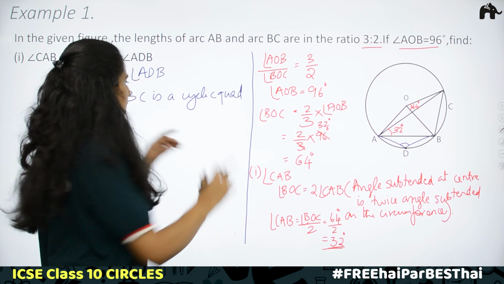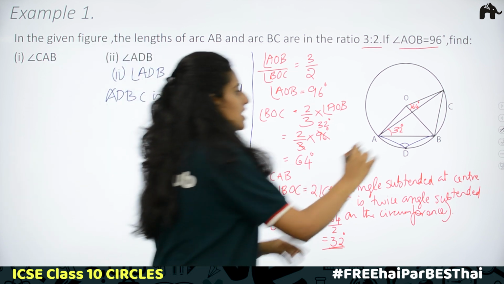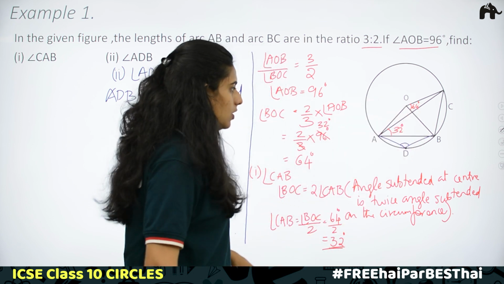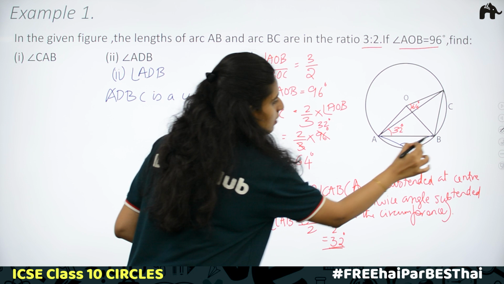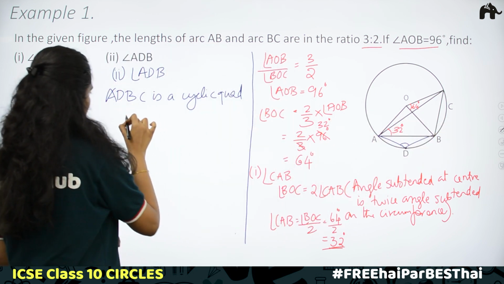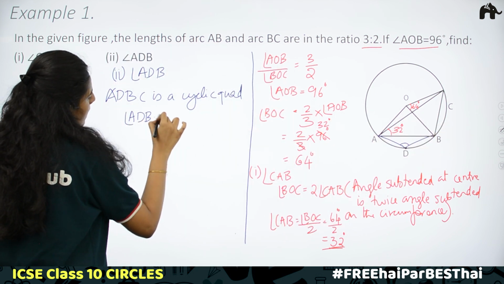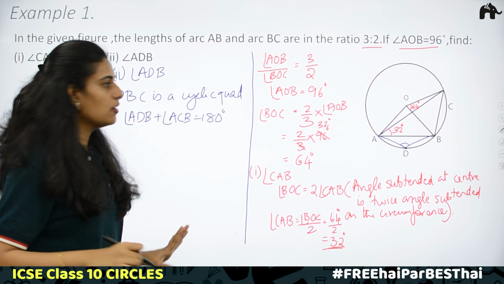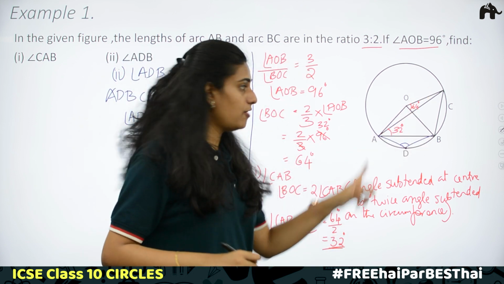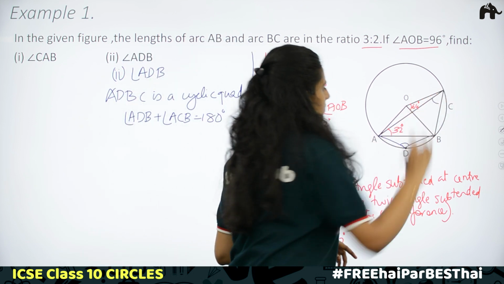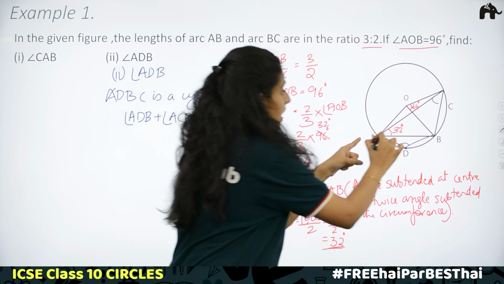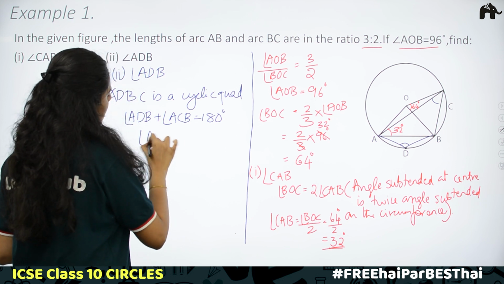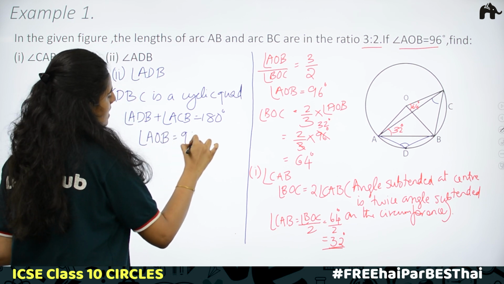Okay. What is the peculiarity with the cyclic quadrilateral? We will be having the sum of opposite angles equal to 180 degrees. That is, here angle ADB plus angle ACB is equal to 180 degrees. But we don't know the measure of ACB. If we have ACB, we can find ADB. Now how to find ACB? We have AOB, right? In the question it is given angle AOB is equal to 96 degrees.